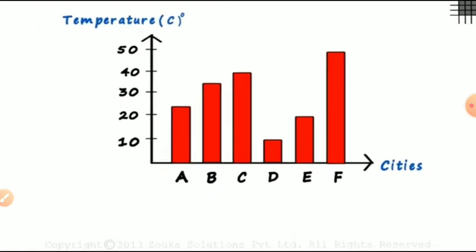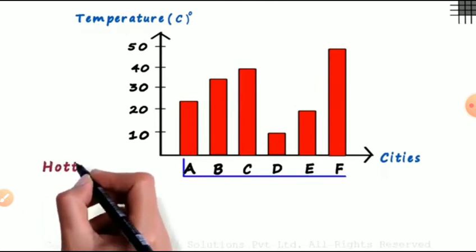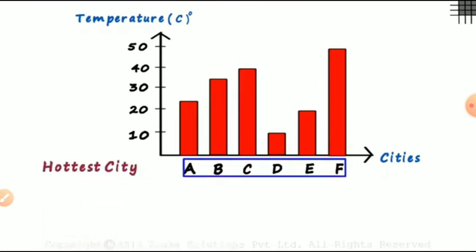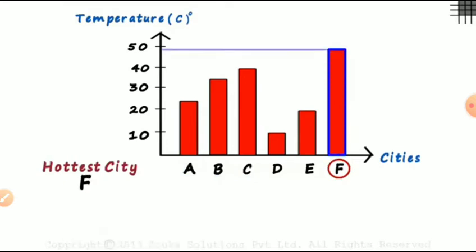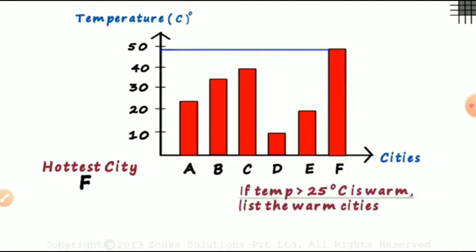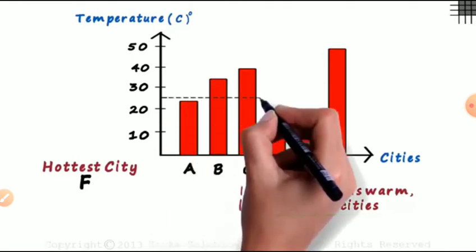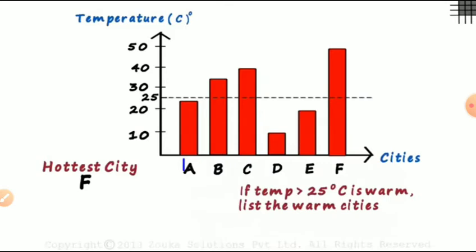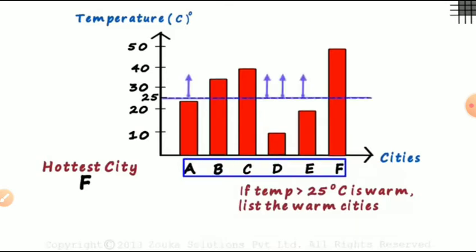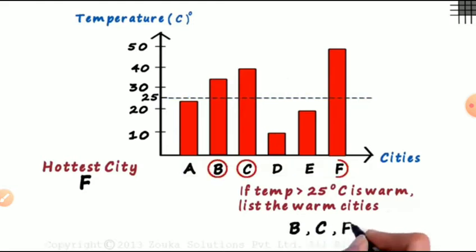Here's the first one. Which is the hottest city among these 6 cities? Well, it's obvious. It's city F, as its average temperature is highest among peers. Next one. If temperature greater than 25 degrees Celsius is warm, list the warm cities. This is the 25 degrees Celsius line. All cities having their average temperature above this line will be included in the list. So the warm cities are B, C, and F.